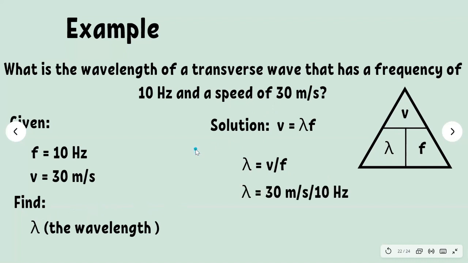Then just substitute. Our V is 30 meters per second. Our F is 10 hertz. 30 divided by 10 is 3. And the unit is meters because our velocity, speed, is in meters per second.